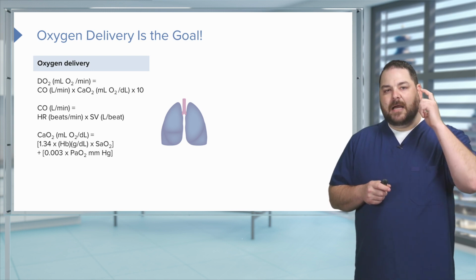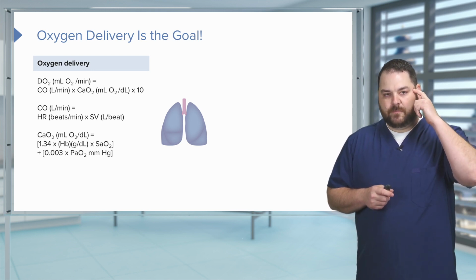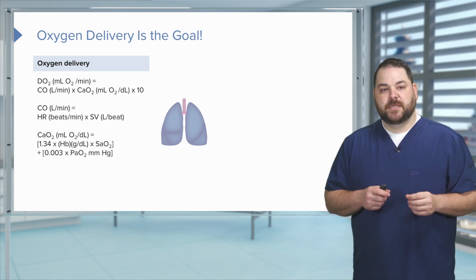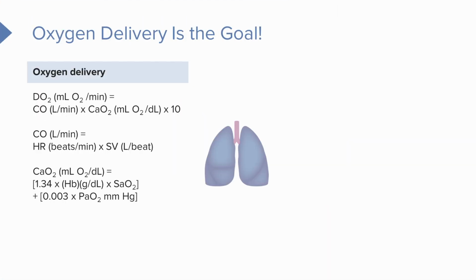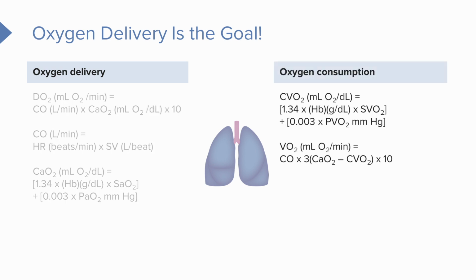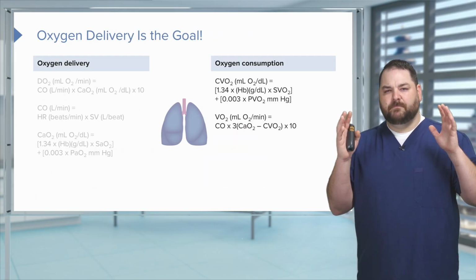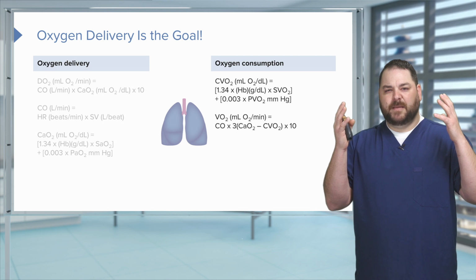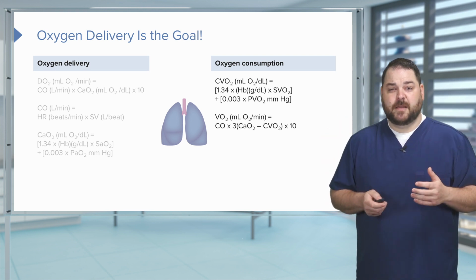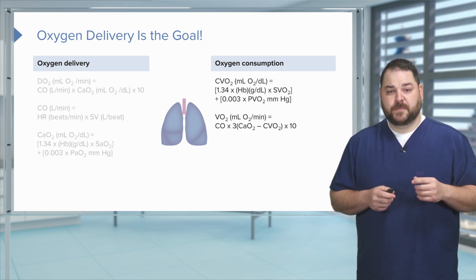I want you to remember that oxygen delivery is the goal, right? When I first started learning this, I got these algorithms: oxygen delivery is DO2, which equals cardiac output and CaO2, and what is cardiac output, and what's CaO2, and then we learn about oxygen consumption, that's through CvO2, and all of this looks like just a big mumble pile of stuff that I don't understand, right? Especially when I'm starting.